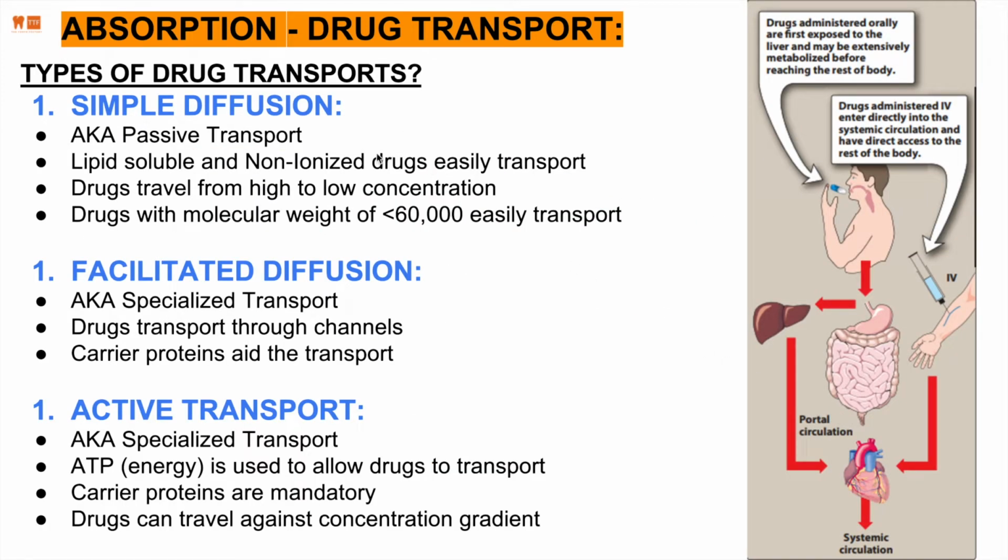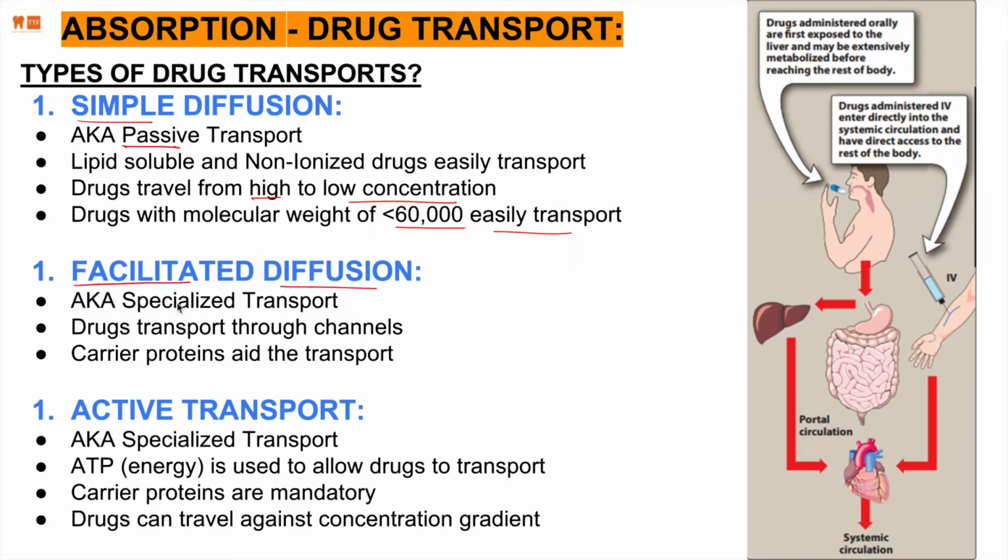Okay, various types of drug transports. We got simple diffusion, which is also known as passive transport. Simple diffusion is passive transport. Basically, lipid-soluble and non-ionized drugs are easily transported. The drug will travel from high to low concentration, and drugs with molecular weight of less than 60,000 will be easily transported. Basically, it'll go through the slit junctions that we were talking about earlier.